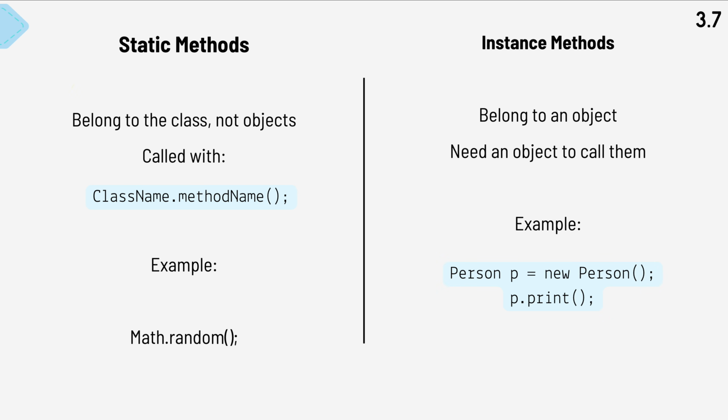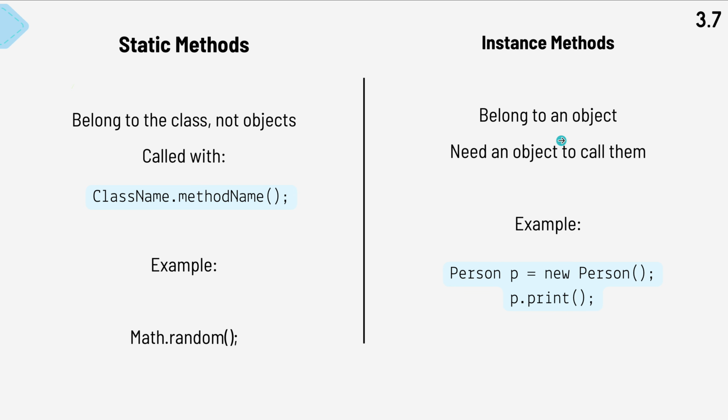Now, static methods are something that belong with the class, not objects. So static methods are how you call a class. You can only call a class using static methods. You cannot call a class otherwise. Examples are Math.random or String.substring or any of the other classes we made, like Dog.bark.